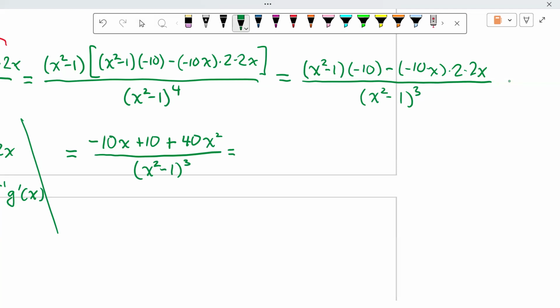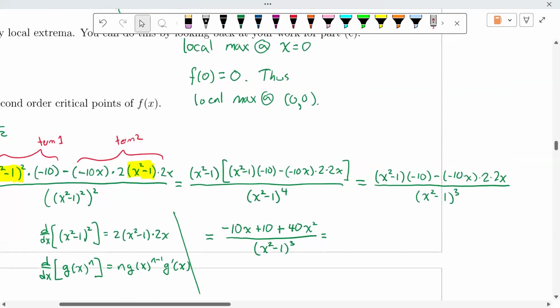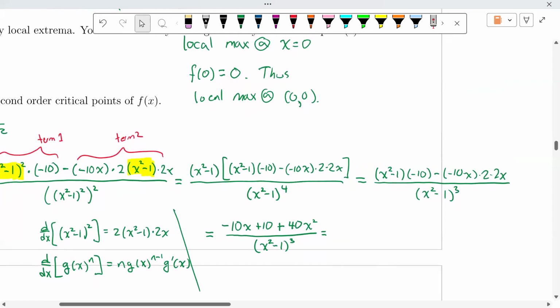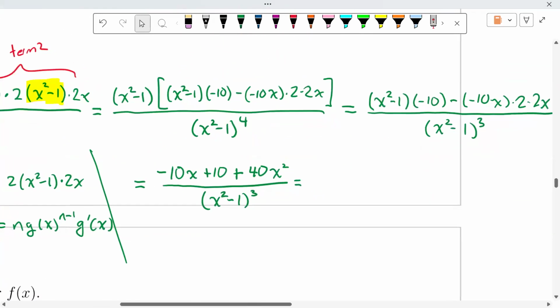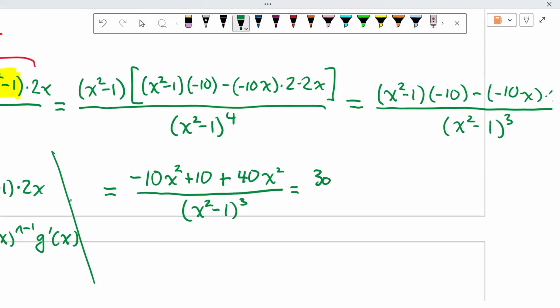Oh, did I do something wrong? Oh, did I miss... oh, it is supposed to be negative 10x squared. Oh, I forgot the square. Well, okay, that means we could simplify some more, right? We now have a 30x squared plus 10.